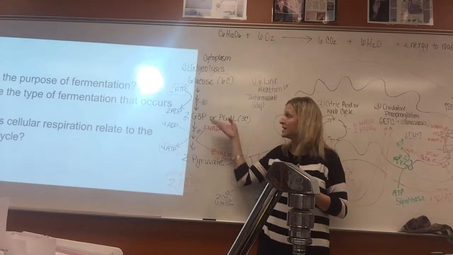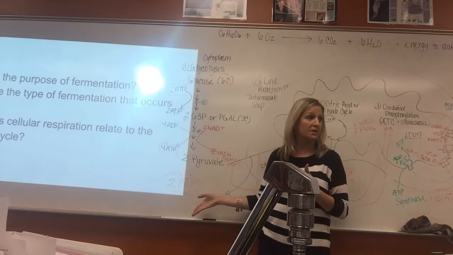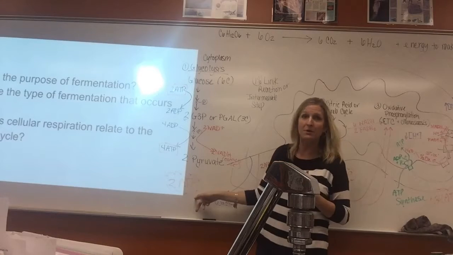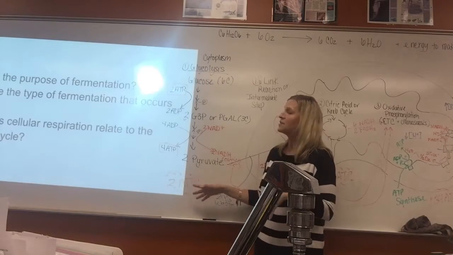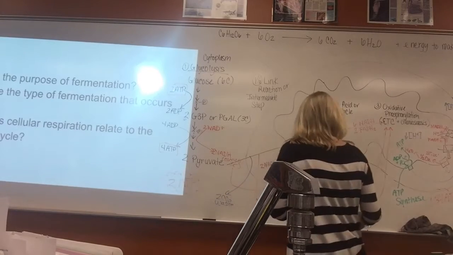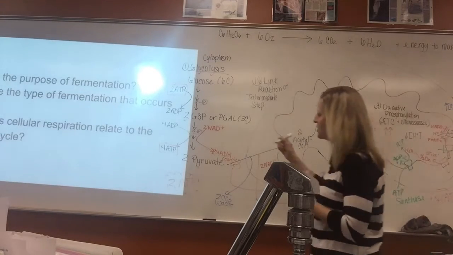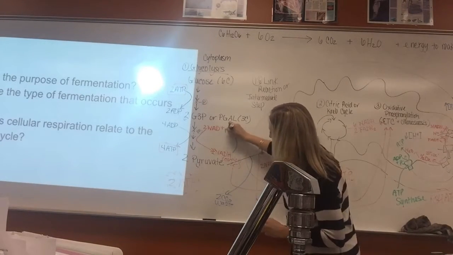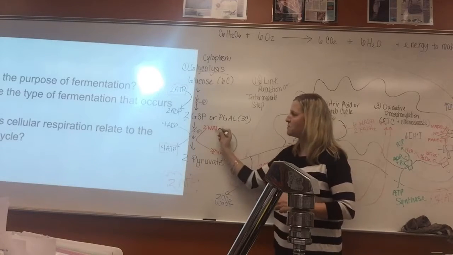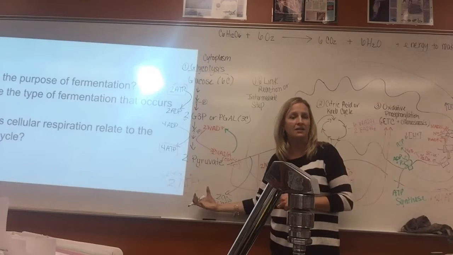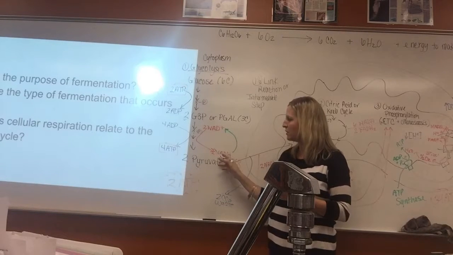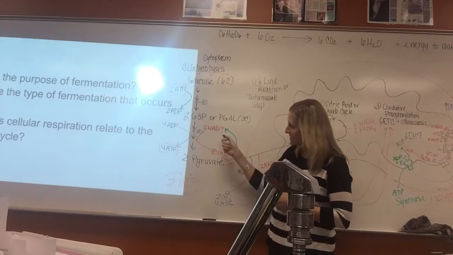If it runs out of NAD plus, can it do anything with glucose? No, it can't even make 2 ATP molecules, and you don't get any ATP and no energy whatsoever. And so the purpose of fermentation is this: it converts NADH back to NAD plus so that you can continue to go through glycolysis and you never run out of NAD plus. So that's the purpose of it.